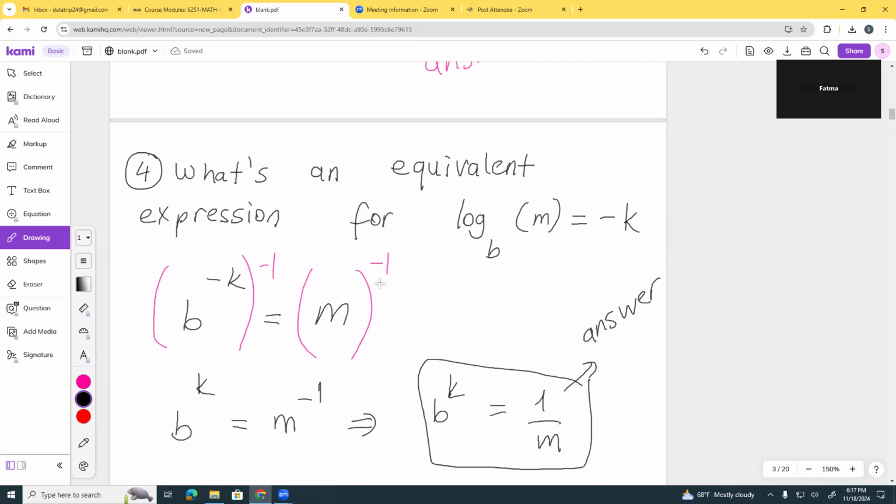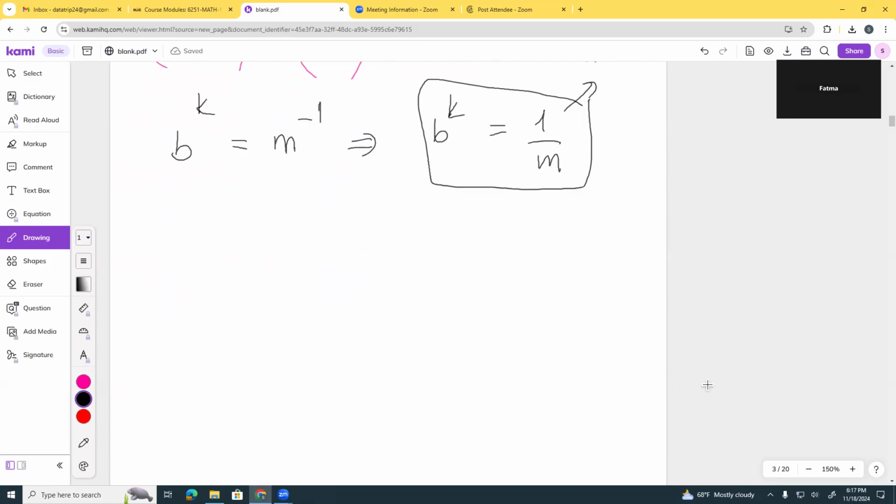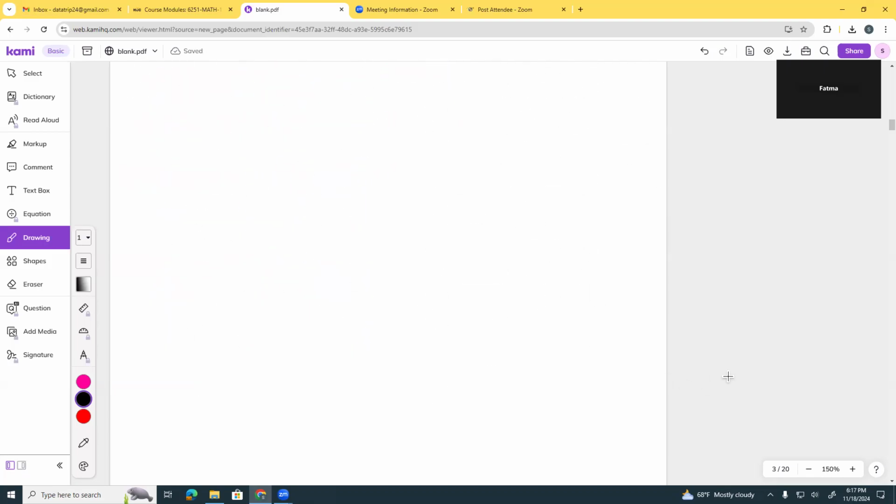How I got the fraction, this m to the power of negative 1 to be 1 over m? Okay, this is, I believe, lesson 4.3. Okay. Now, let's move to the 5th question on the test.